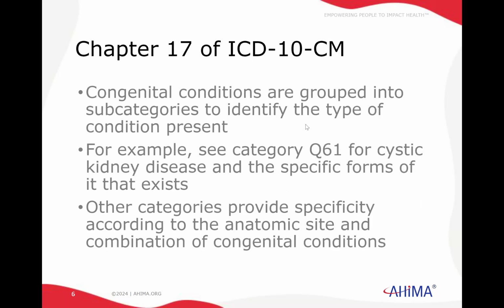Congenital conditions are grouped into subcategories to identify the type of condition. So Q61 for cystic kidney disease and the specific form of it that cystic kidney disease has. And there are other categories that provide specificity according to the anatomical site and the combination of whatever the conditions are.